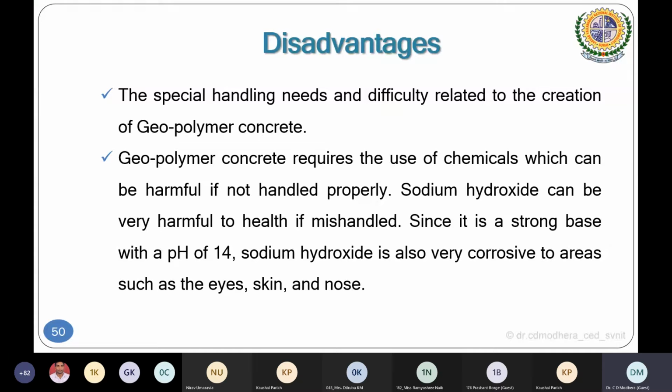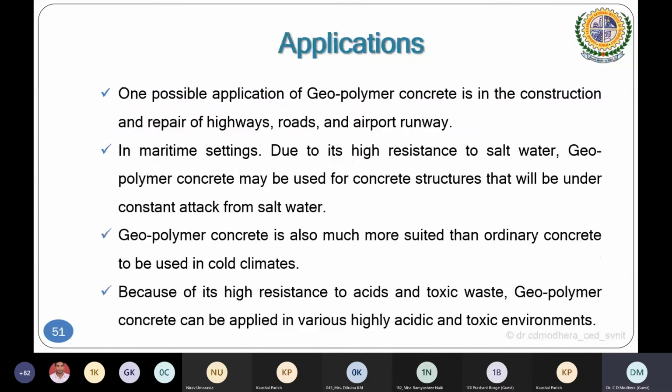Sodium hydroxide can be very harmful to health if mishandled. Since it is a strong base with pH 14, sodium hydroxide is also very corrosive to areas such as the eyes as well as skin and nose. So I think these are the attached disadvantages also. But still I can say, people have worked on it and it was checked for durability also, and it is found to have good behavior as far as geopolymer concrete or GPC is concerned.